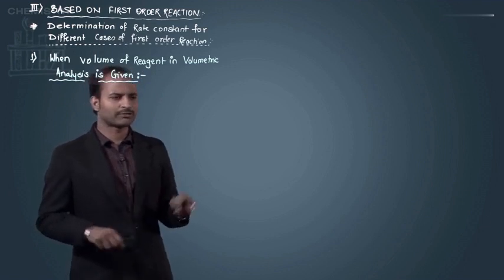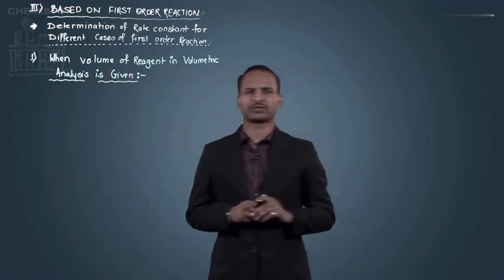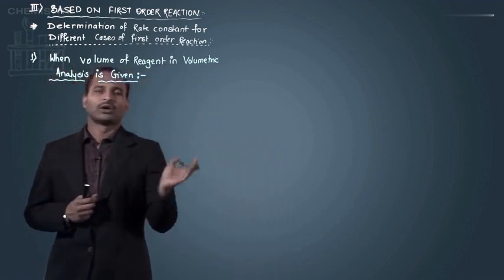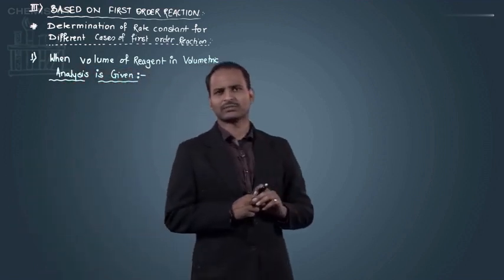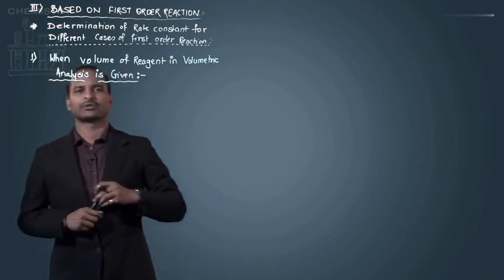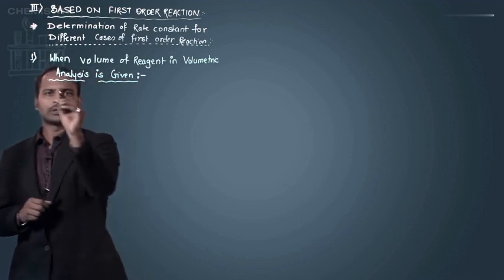For example, suppose I am doing some analysis like the analysis of H2O2, and during that we are adding KMnO4. So the volume of KMnO4 is given. Or during some analysis some acid is added during the titration, or some bases are added. If the volume of those reagents which are added during the volumetric analysis is given, then what formula do we use?